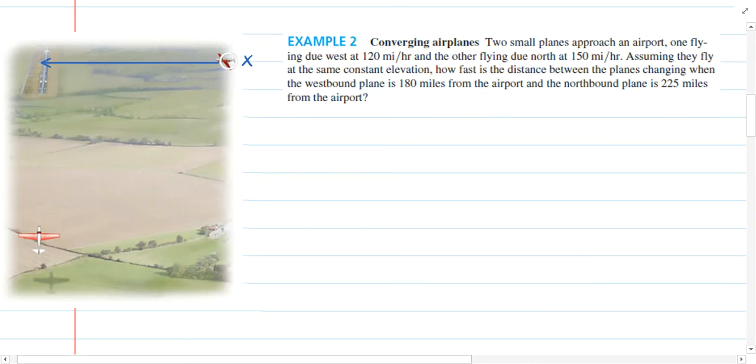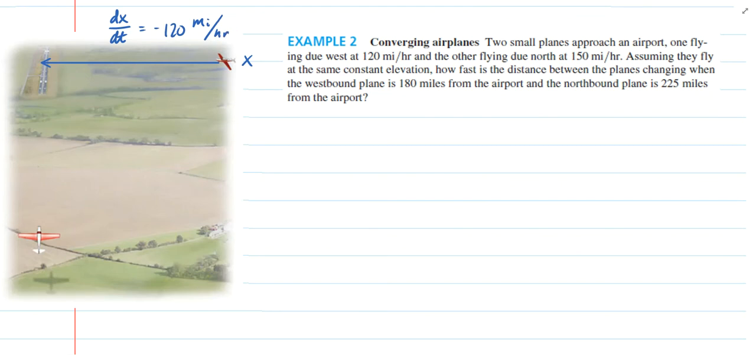And since the distance to the airport is decreasing, I'm going to say that the change in x position with respect to time, dx/dt, is equal to negative 120 miles per hour. For most of our related rate and optimization problems, signs do matter. And while this negative number doesn't necessarily mean left or right in this case, I chose the negative identifier because the distance to the airport is decreasing.